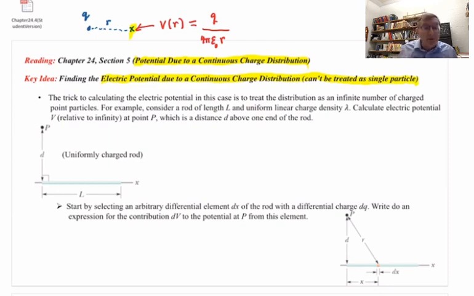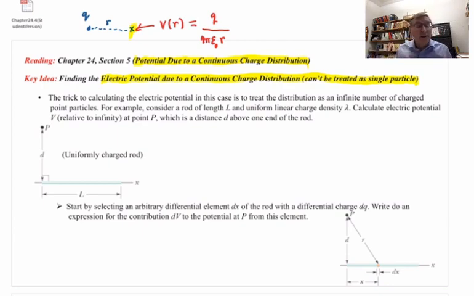Okay, now that's for a point charge. But what if we have something that can't be treated like a point charge? Something that's an extended body. We're going to start with a uniformly charged rod, maybe shaped like this pencil. If we're at a point near this pencil, that doesn't look like a point particle, and you can't treat it as a single point particle. So the question is, how do you find the electric potential at a certain location from something shaped like this?